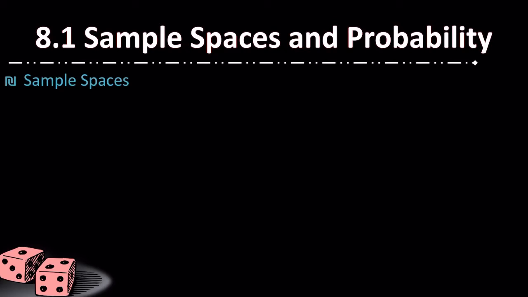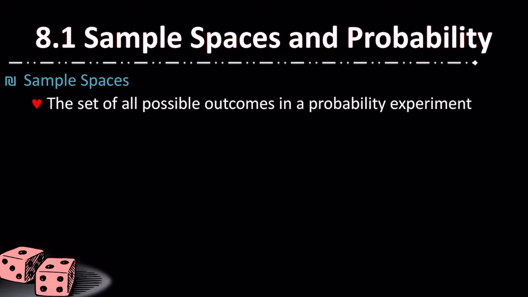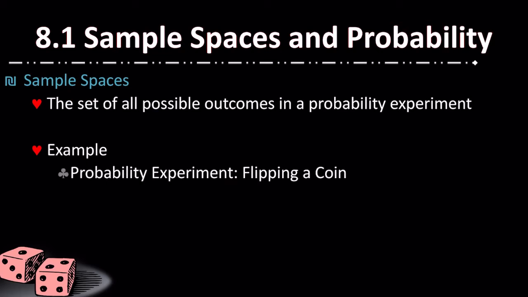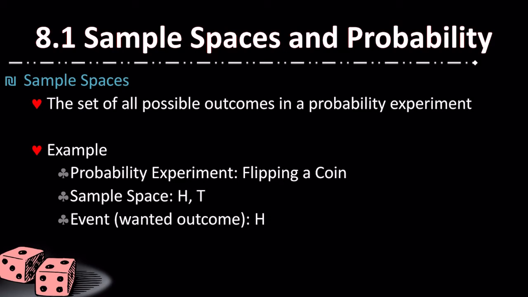A sample space is the set of all possible outcomes in a probability experiment. For example, if our probability experiment is flipping a coin, our sample space will be either heads or tails. An event is a wanted outcome, like getting a heads. The actual outcome is what happened, like getting a tails.